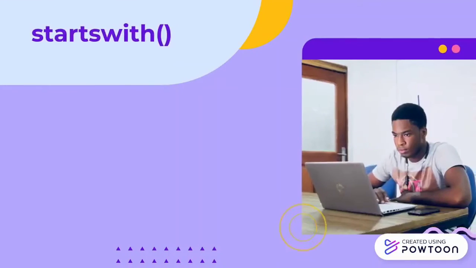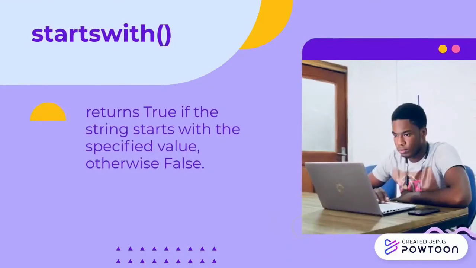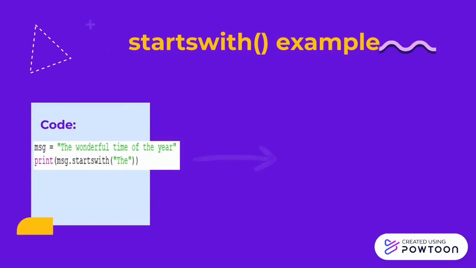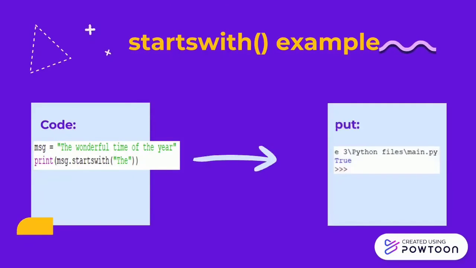15. Startswith. Returns true if the string starts with a specified value, otherwise false. In this example, we have used the startswith method, in which it checks if the word is at the beginning and outputs true.